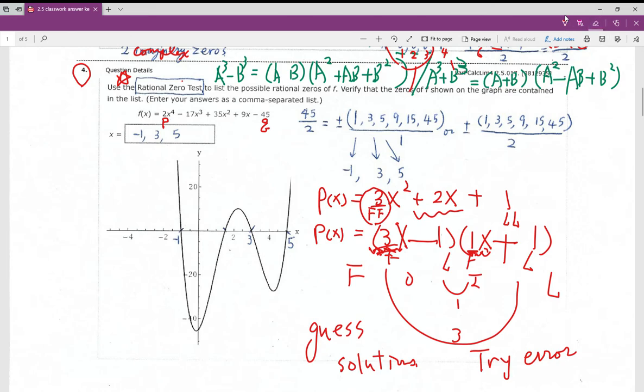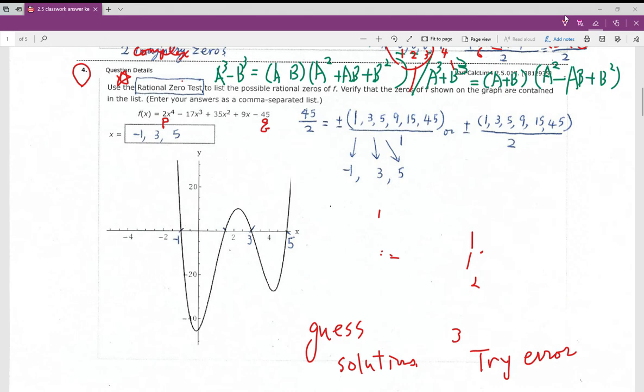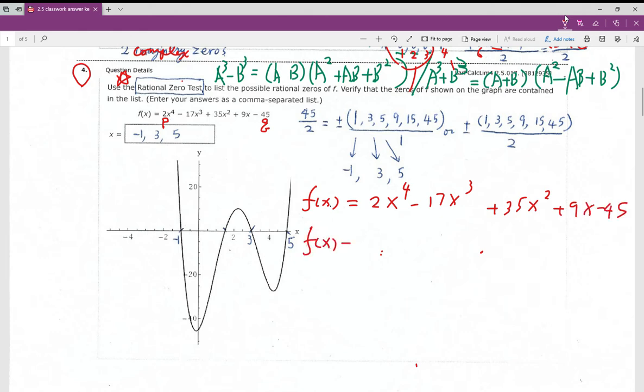Let me give you another example to see. We can directly just use the number 4 example. Let me rewrite: f of x equals 2x to the fourth minus 17x cubed plus 35x squared plus 9x minus 45. Now you try to factor. Because it's degree 4, we try to factor into 4 factors.